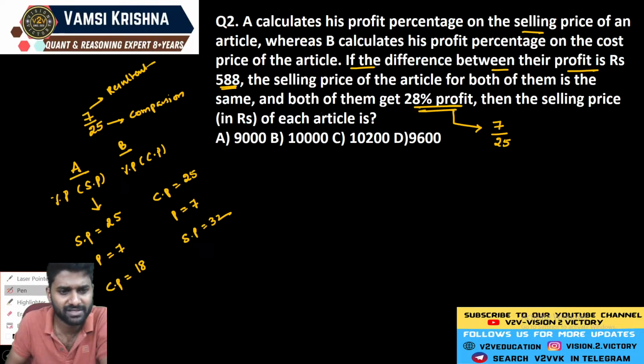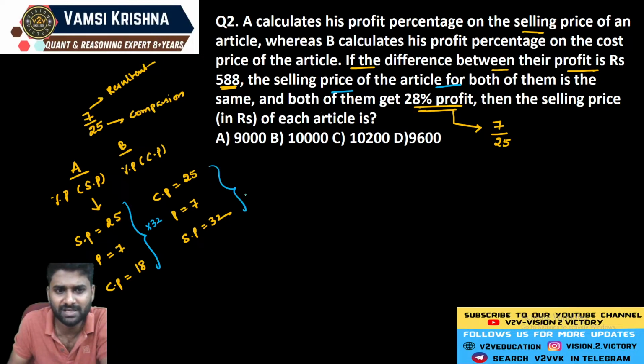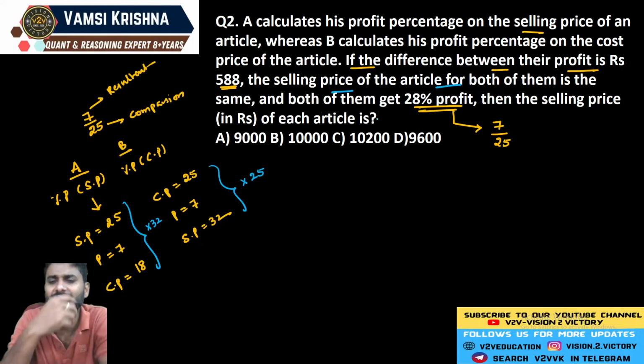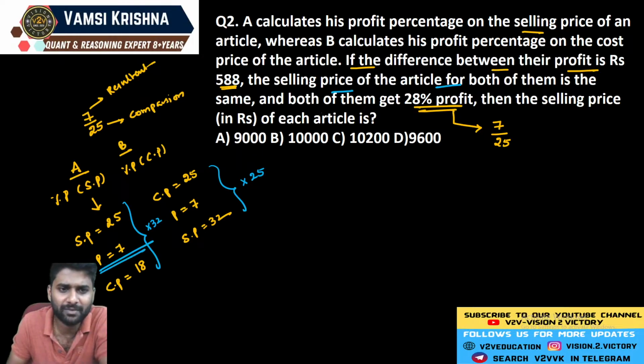The data clearly mentioned that the selling price of both the articles is the same. Selling price is same means you should multiply this entire equation with 32, and you should multiply this entire equation with 25. Now here we have a comparison, the difference of their profit. Here the profit 7 is multiplied by 32. Here the profit 7 is multiplied by 25.